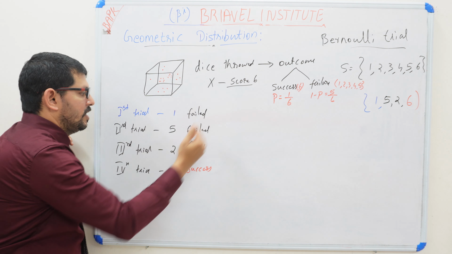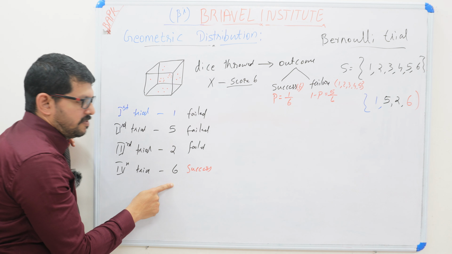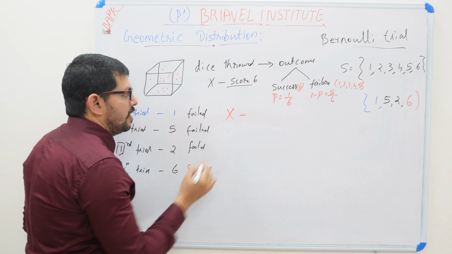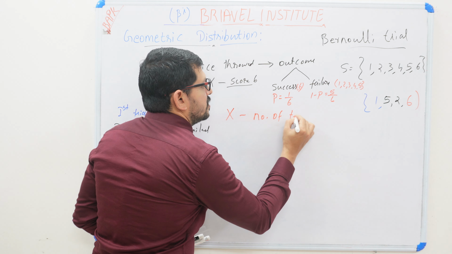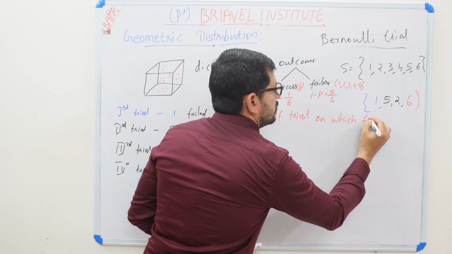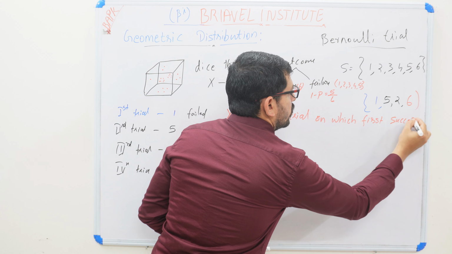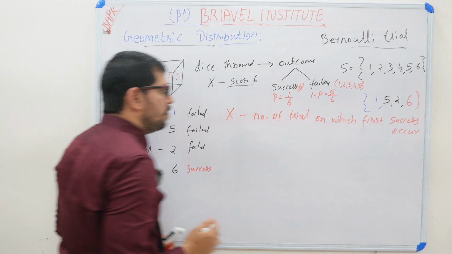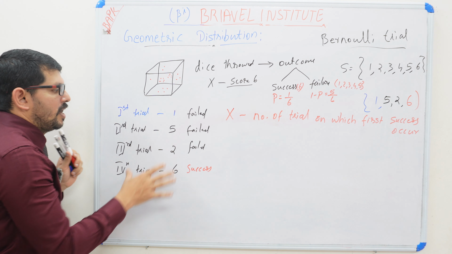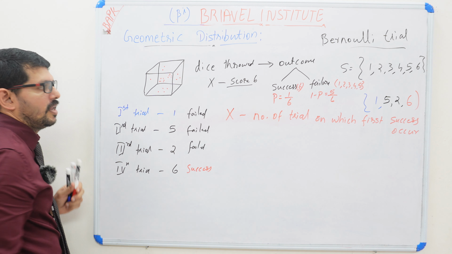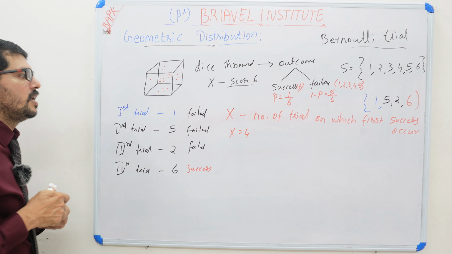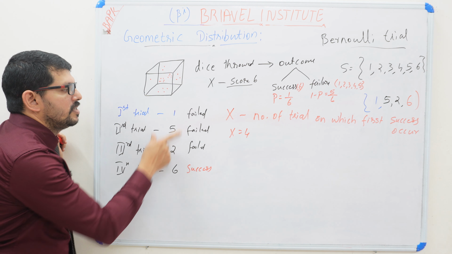So the geometric distribution is saying that each trial is a Bernoulli's trial, repeated until the first success. So we can define X. X is defining the number of trials required, the number of trials on which the first success occurred. So here how many trials did I take? I took 4 trials. X is equal to 4 because the first 3 trials failed and only the fourth trial was a success.